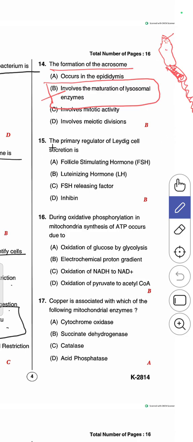So the 15th one: the primary regulator of Leydig cell secretion is. Leydig cells are present in between the seminiferous tubules, in the interstitial tissue, and are also called interstitial cells. These cells secrete hormones, and this is under the control of luteinizing hormone, LH. So this helps in the secretion.